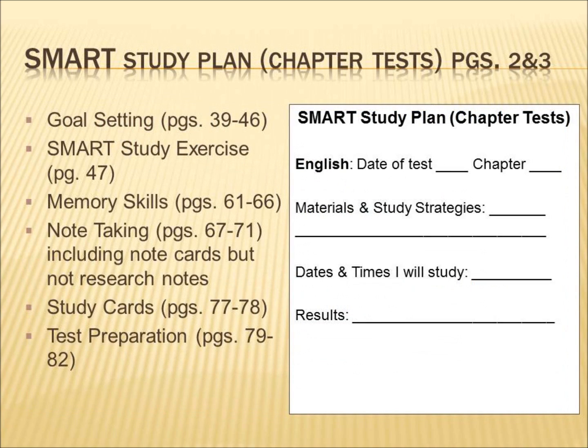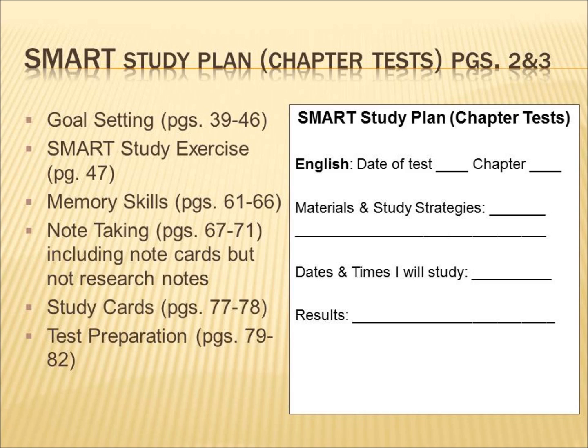The next facet of the Smart Study Skills program is the Smart Study Plan for chapter tests. The forms were on pages 2 and 3 of the student manual, but there are more downloadable forms online that can either be accessed through the QR codes in the book or on the website.